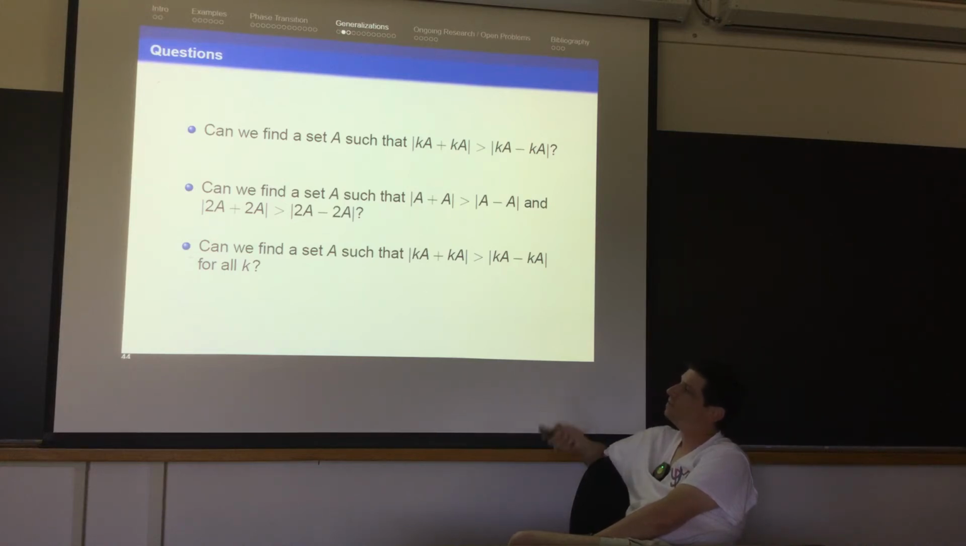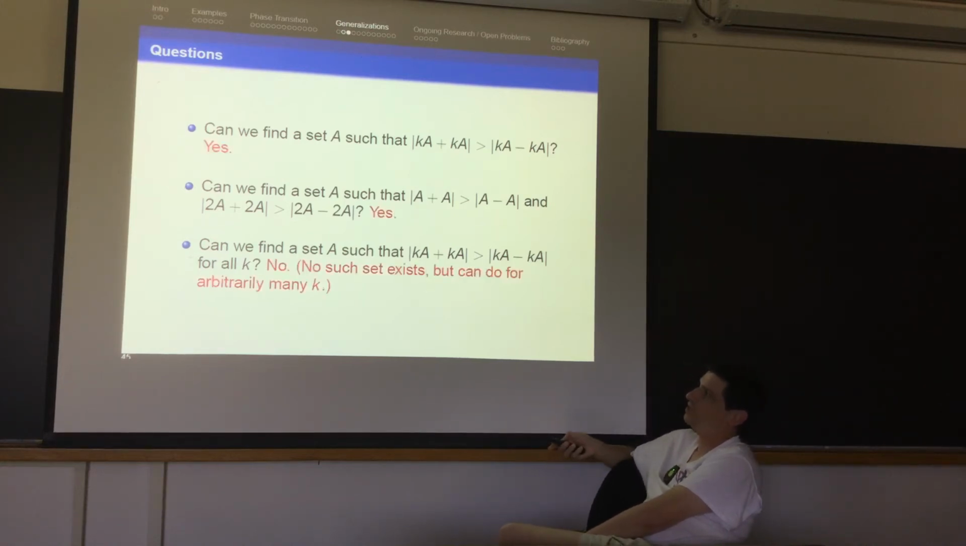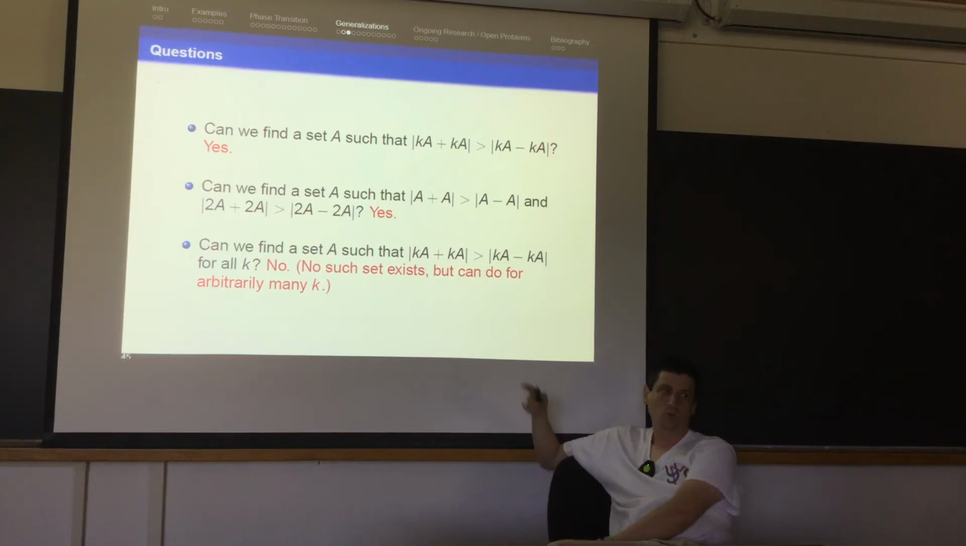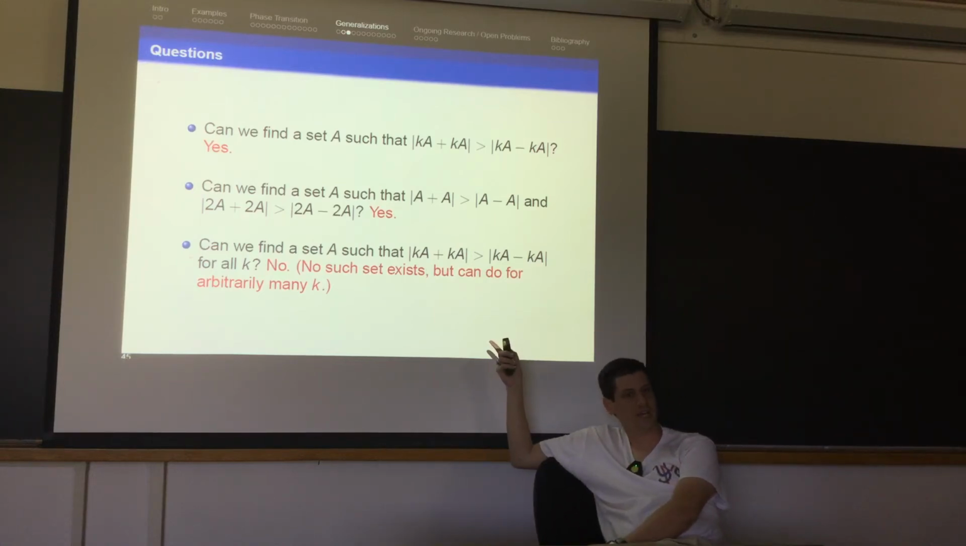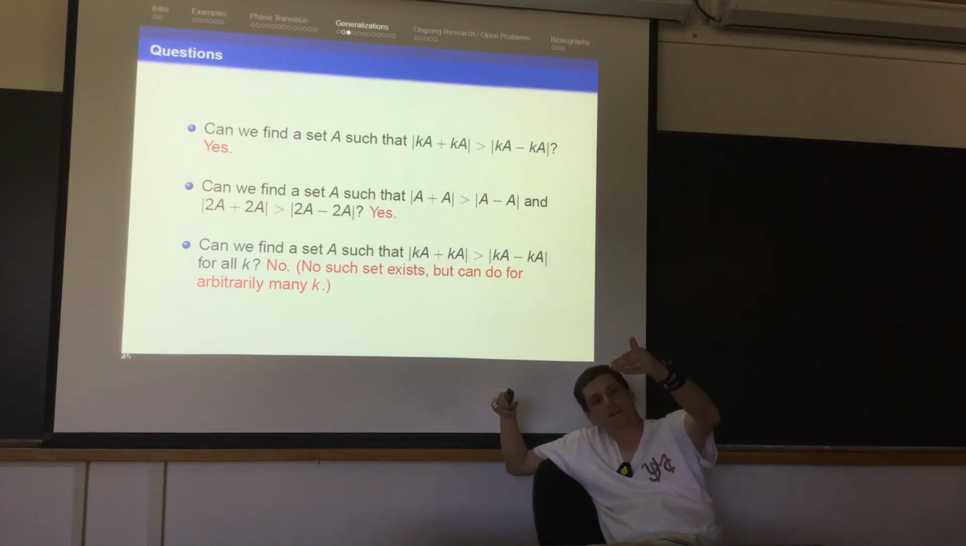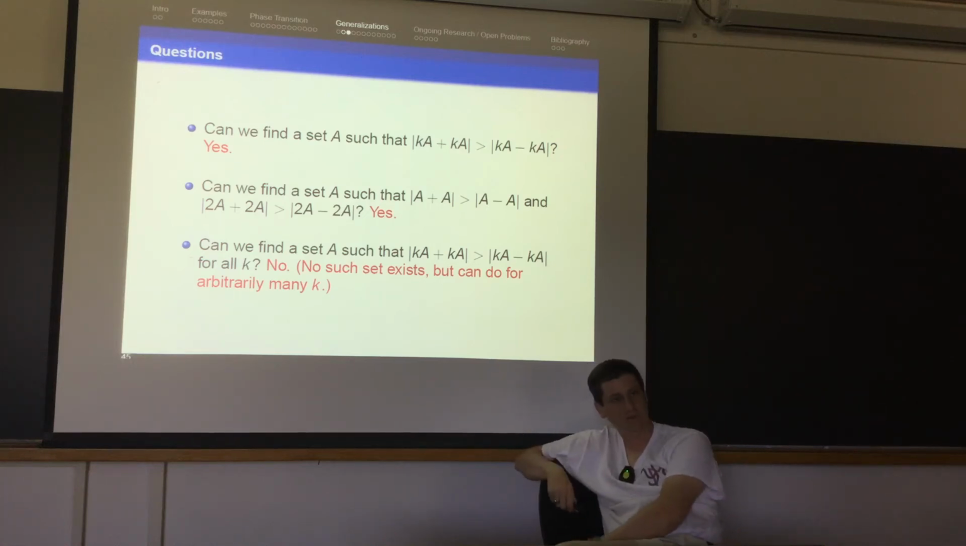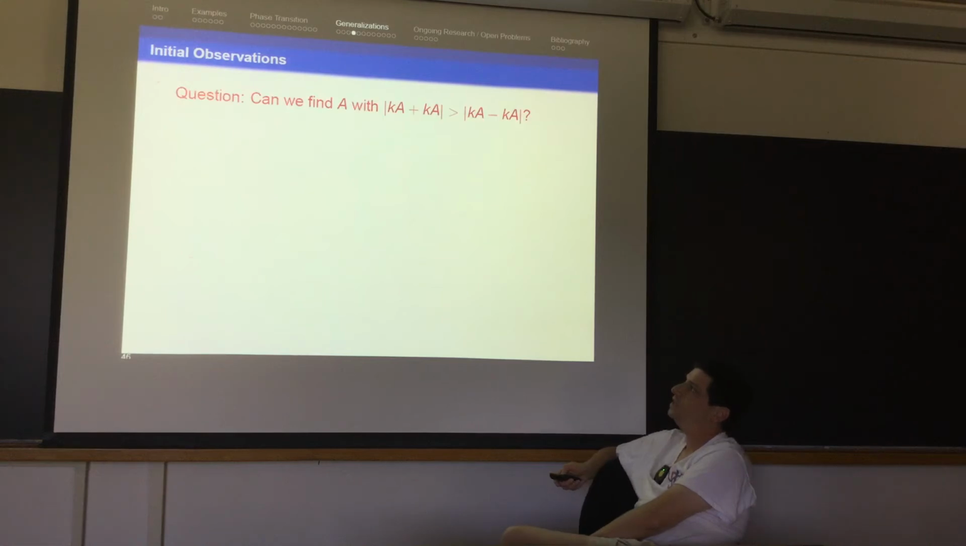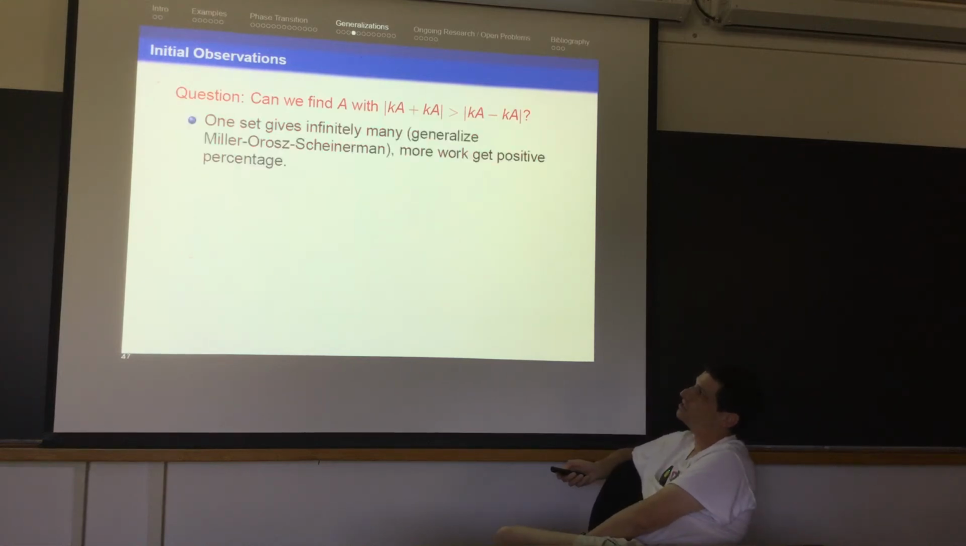Or more generally, can we do this for all A, for all K? So yes, yes, and no. We talked about K generational sets last time. You can have it hold maybe 5 times, 10 times, 20 times, any finite number, but it can't hold forever. And so how would we find such a set?